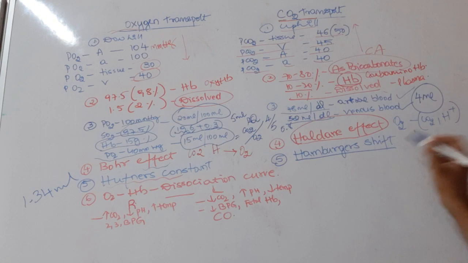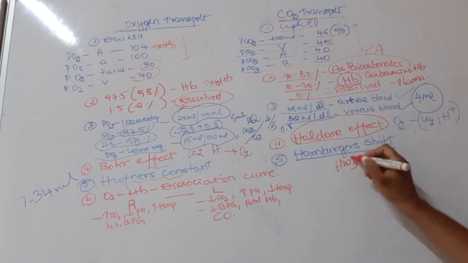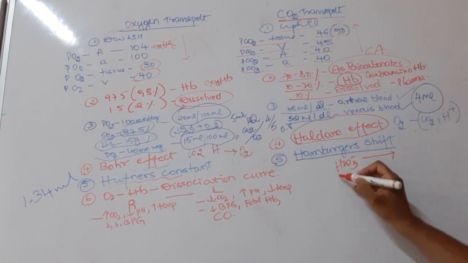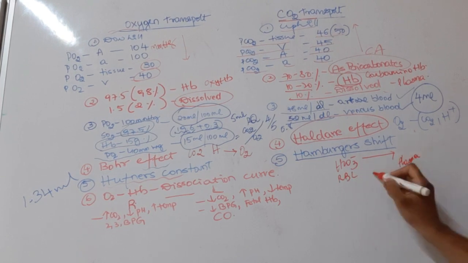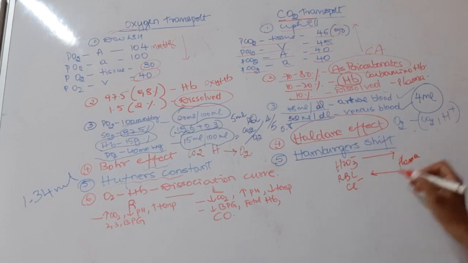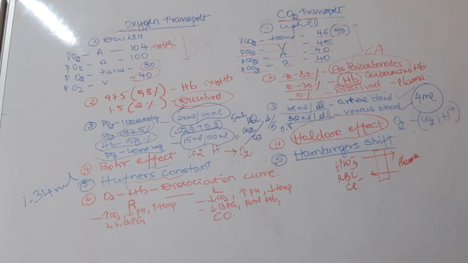We discussed the Hamburger shift in the transport of carbon dioxide: the bicarbonate that is produced moves out from the RBC into the plasma, and from the plasma chloride moves inside to maintain electrical neutrality through the transporter protein band 3. This is referred to as the Hamburger shift or chloride shift.